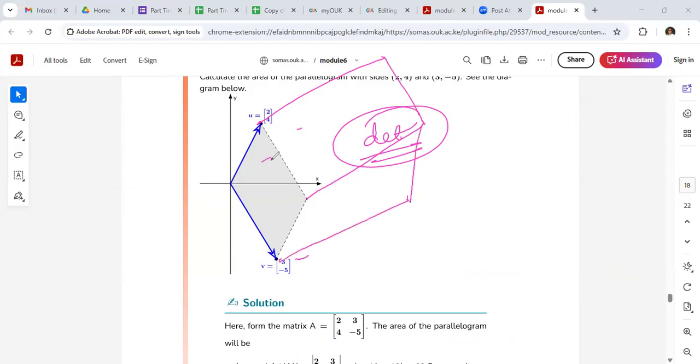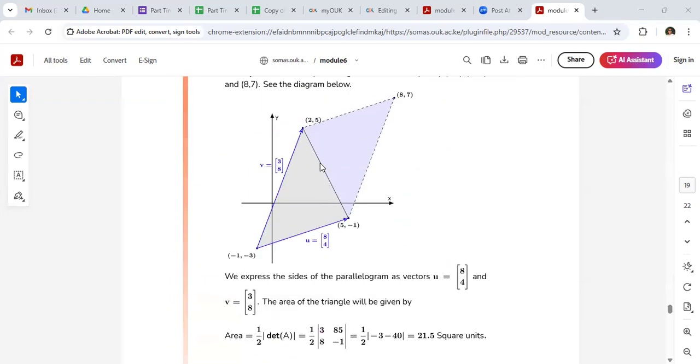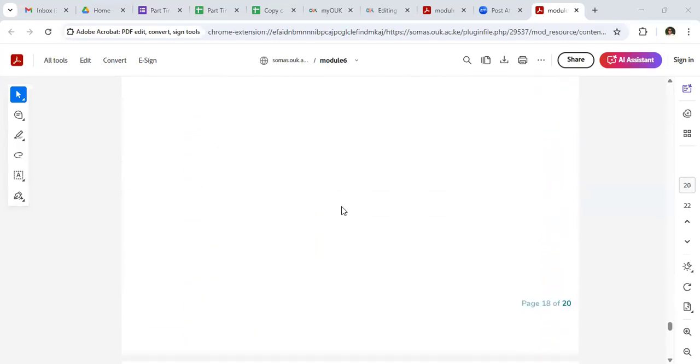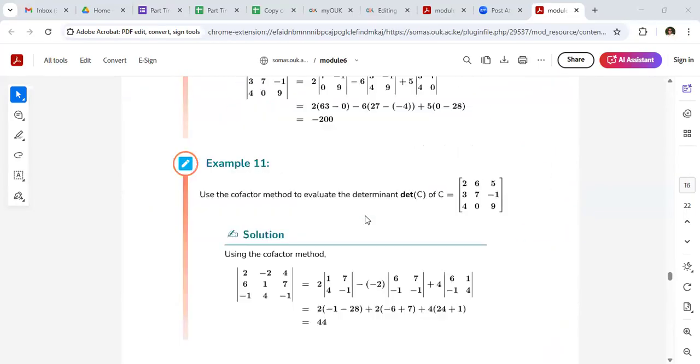So all I need is the cross-sectional area multiplied by the height. And the height here will be the length of this vector. And then that gives you the volume. But in this case, the formula for the area has been given without derivations, because you're keen on the applications. And then there are more exercises for you to attempt, then the facilitated tutorial problem.